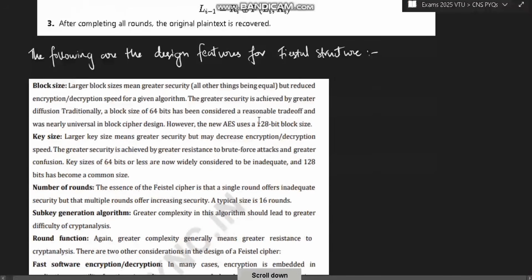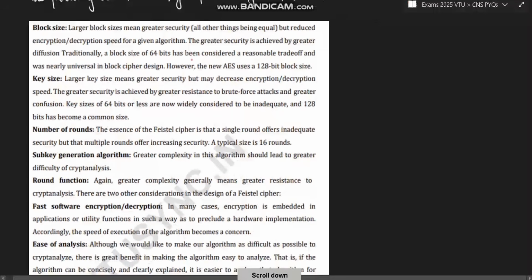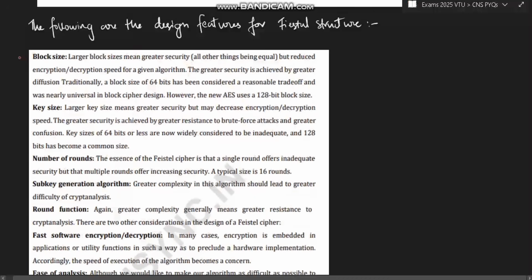Also, you have to include the design features. The marks are there for this also, so don't skip this one. There are a few design features. The block size is important. We are taking 64 bits, right? We cannot take more or less than this. 64 is the number which is considered a reasonable trade-off.